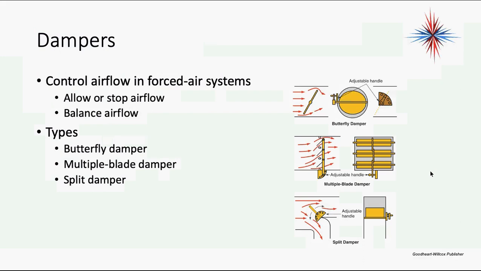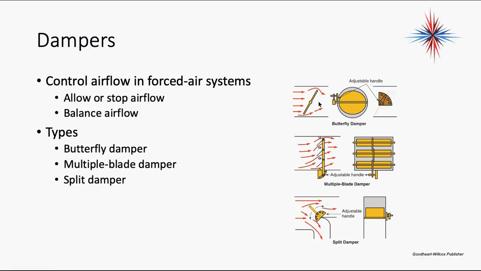Dampers control airflow in forced air systems. It allows you to stop or start airflow, and it allows you to balance airflow. So as we pull a duct off of a main piece of ductwork, we have a damper in there that allows us to control how much air is being pulled out of the ductwork into my branch duct.